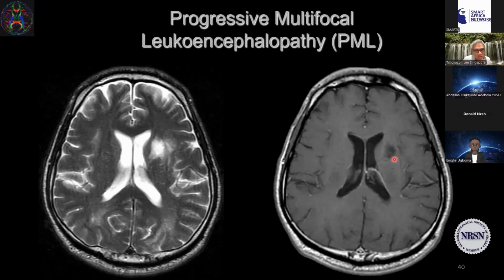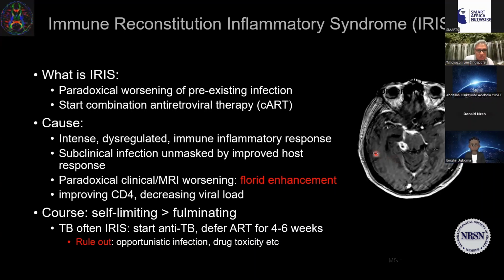IRIS is a process by which ART treatment becomes effective and the immune system recovers. So when the immune system is reconstituted, the contrast enhancement becomes very, very active after successful treatment with antiretroviral medicine.